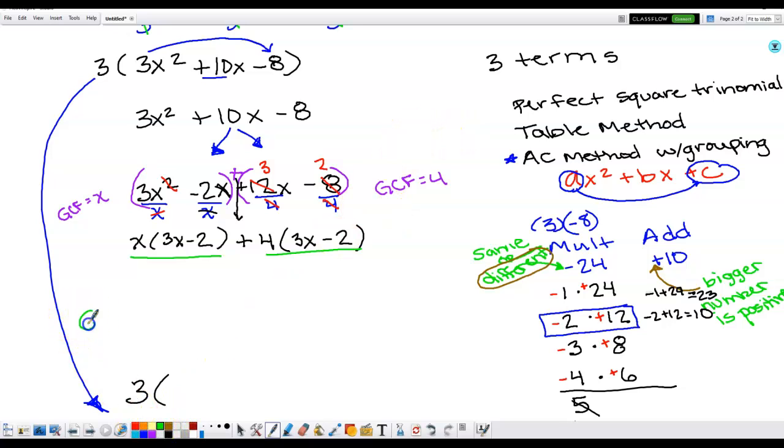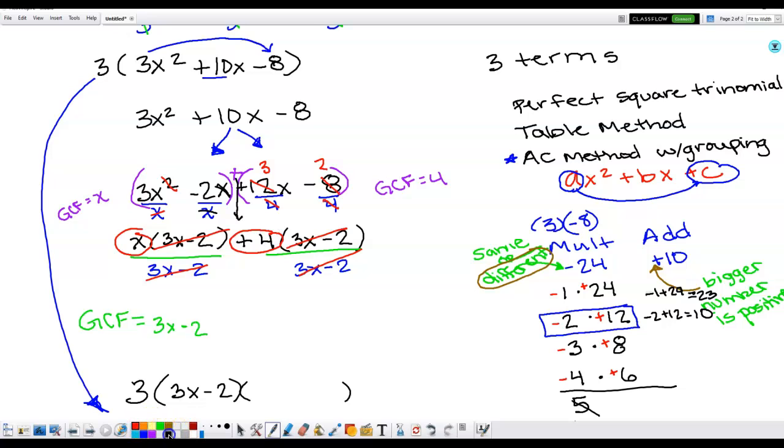So now I have that GCF. I'm going to divide that out. 3x minus 2 and 3x minus 2. When I divide something out, I write it down. I know I'm on my last step, so I'm going to write that 3x minus 2 down here. And I have new parentheses for what the leftovers will be. 3x minus 2 divided by 3x minus 2. My leftovers are x plus 4.